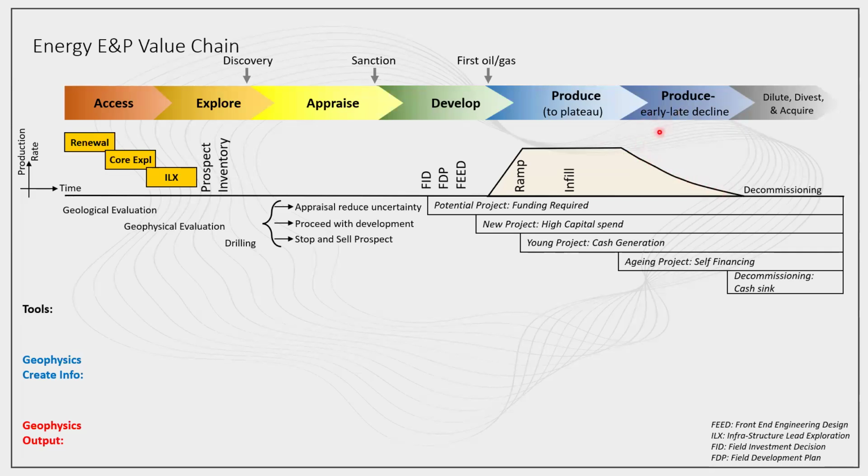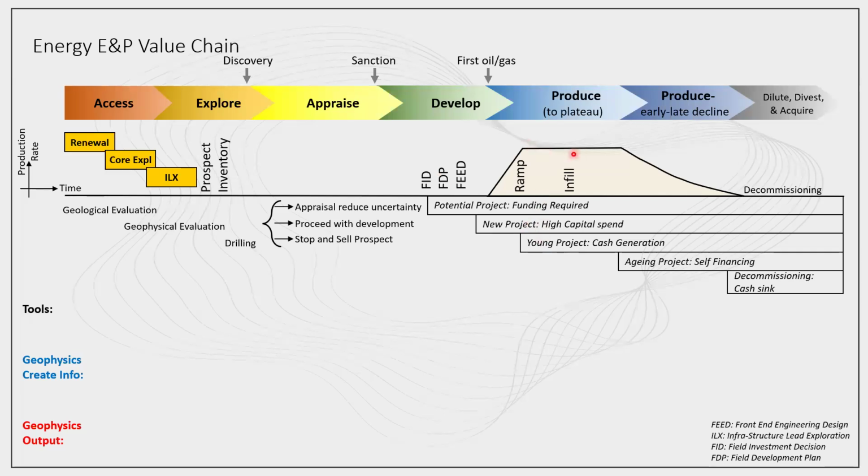What we call it the early or late decline. Across that, from the development up to the end of the decline, this is when we will start to look for the potential project funding required, starting from the development part. Once we start the production, this is when the high capital spend starts, because this is when the project actually started.